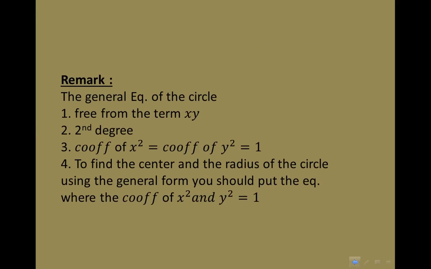The general equation of the circle, take care, is free from the term xy. Also, it's a second degree equation, and the coefficient of x squared should equal the coefficient of y squared, equal to 1. To find the center and the radius of the circle using the general form, you should put the equation where the coefficient of x squared and y squared equals 1.